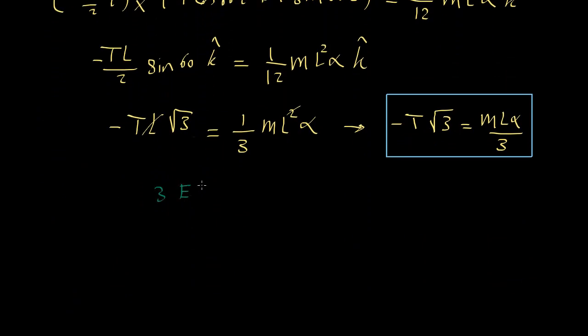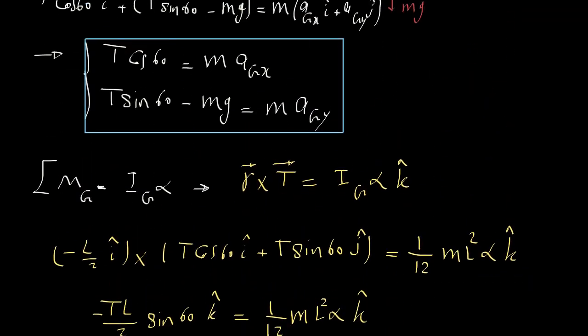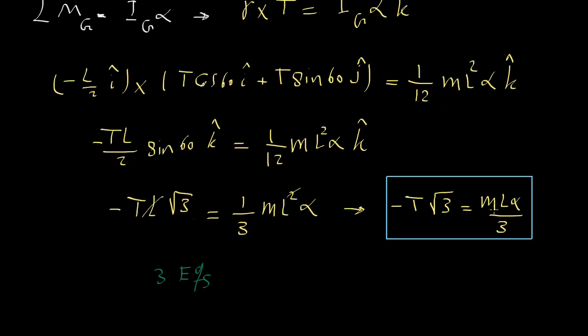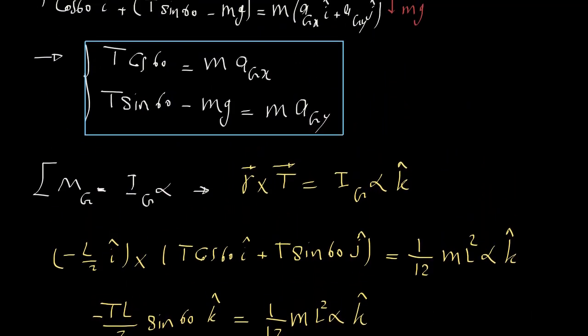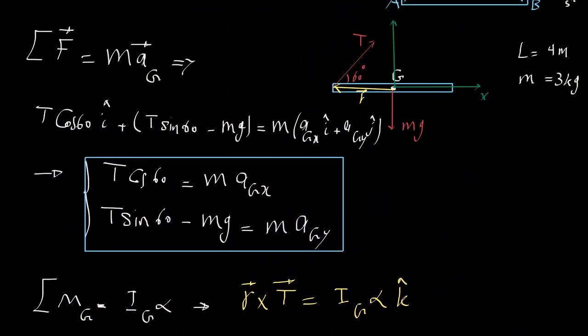3 equations. And what are the unknowns here? So we have T, we have a_Gx, a_Gy, these are the unknowns, and also alpha. So again, we have more unknowns than equations we have. So we need one more equation so that we can have 4 equations, 4 unknowns.